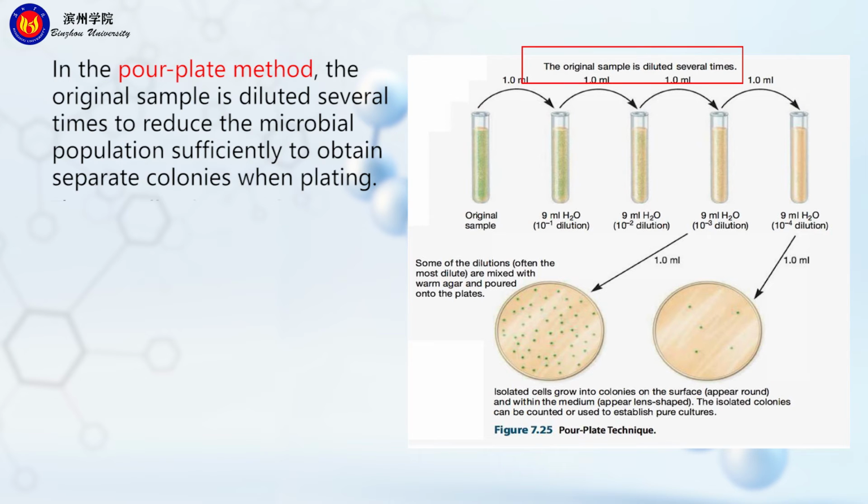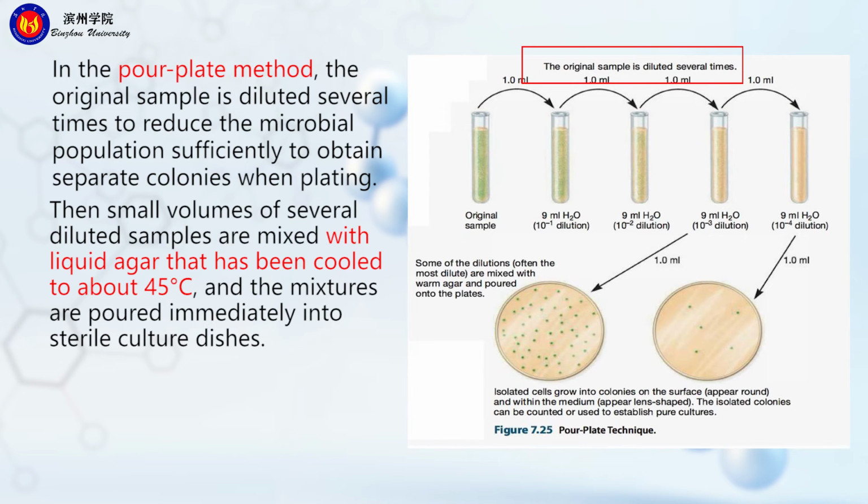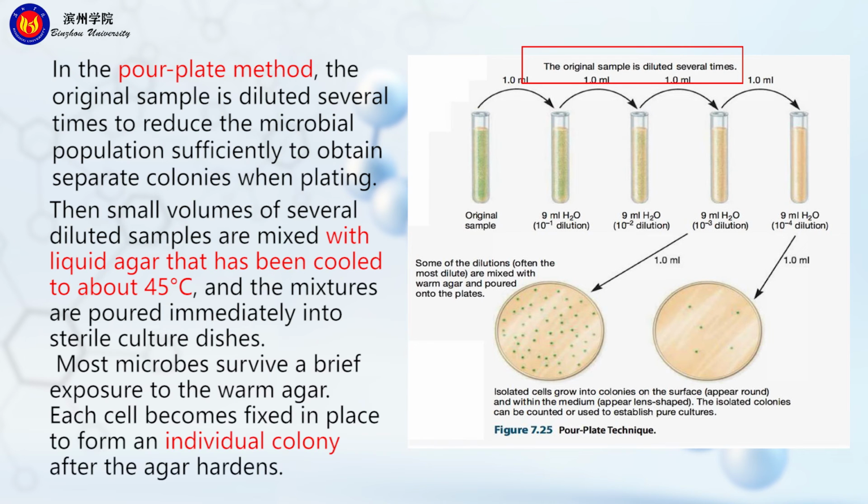The original sample is diluted several times. Then, small volumes of several diluted samples are mixed with liquid agar that has been cooled to about 45 degrees. And the mixtures are poured immediately into sterile culture dishes. Most microbes survive a brief exposure to the warm agar. Each cell becomes fixed in place to form an individual colony after the agar hardens.